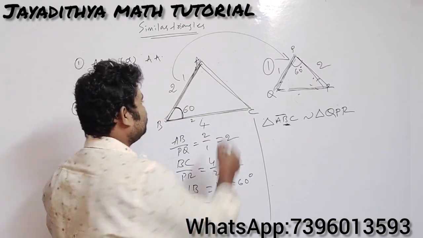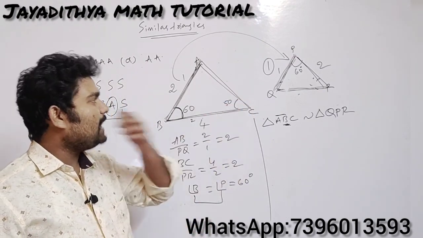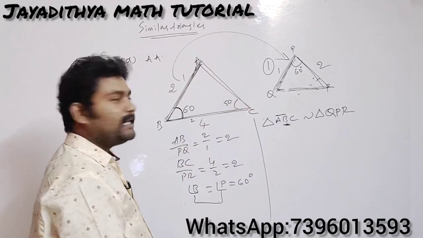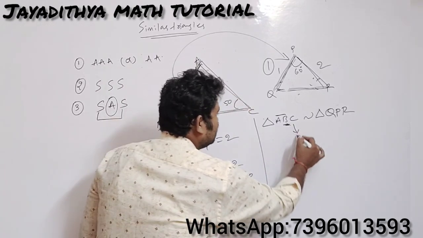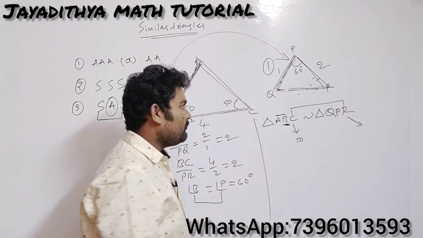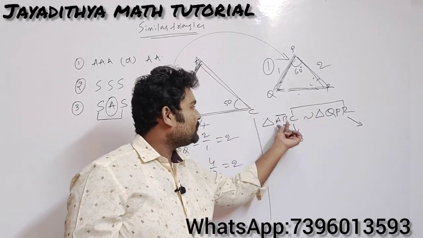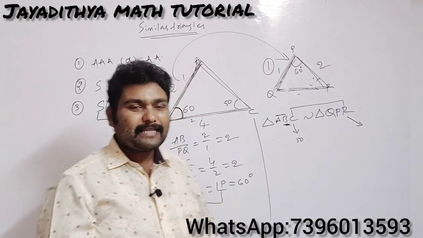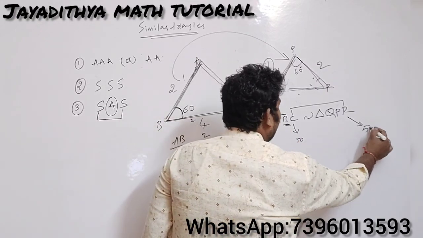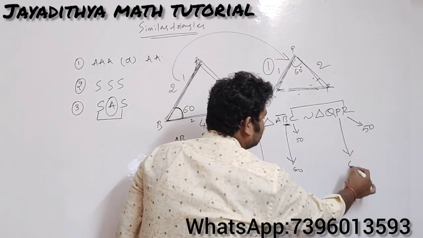Sometimes the question will be like this one. If angle C is equal to 50, what is angle R? Yes, can anyone tell me? If angle C is 50 degrees, what is angle R? So see here, these two are corresponding angles, both must be equal if they are similar. That's why in the first case only we have discussed. If we are writing a statement like this, corresponding sides are in proportion and corresponding angles are equal. So you can easily say that if it is 50, automatically angle R also must be 50. If angle B is 60, angle P also must be 60.